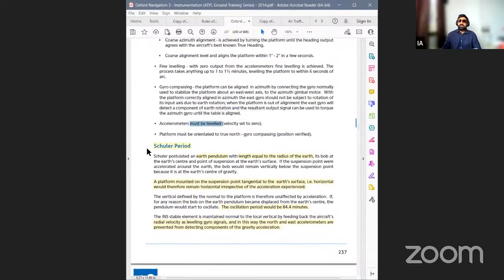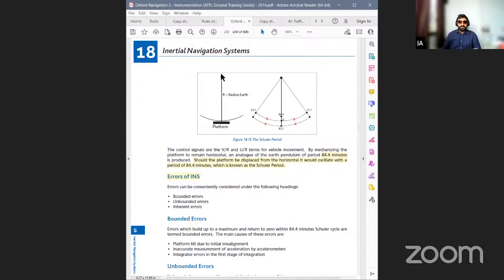Now, what is the Schuler period? The Schuler period is named after a scientist named Schuler. Forgive me for the pronunciation. He said that if we make a pendulum with its string equal to the Earth's radius, so see, a pendulum equal to the Earth's radius, and if it is swinging, then the period of the swing would be 84.4 minutes. So the Schuler period can come in a question. The answer is 84.4 minutes.